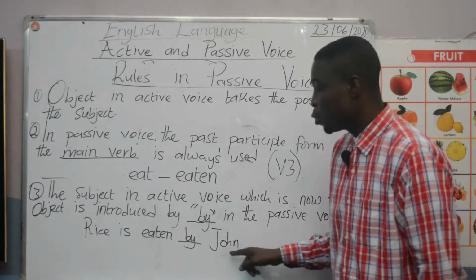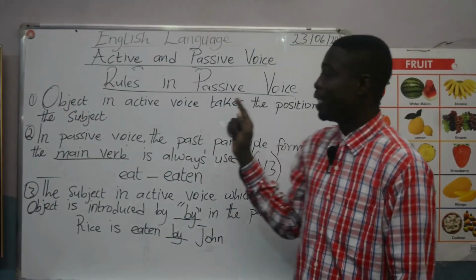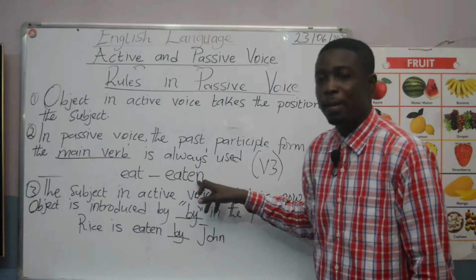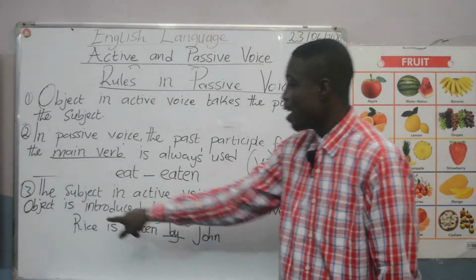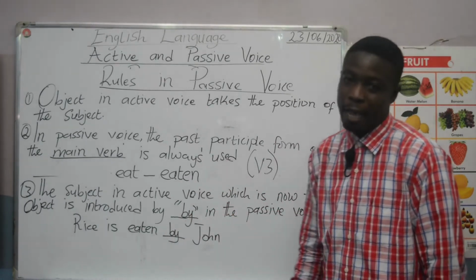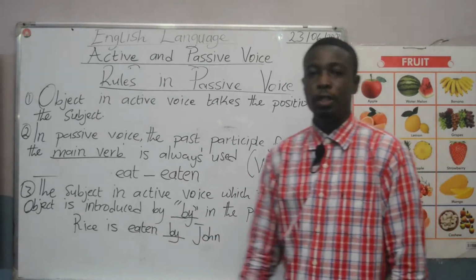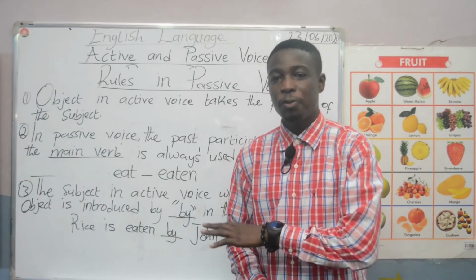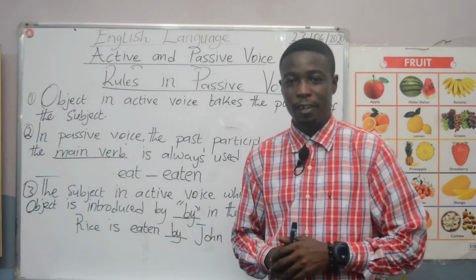So take note of this. The first one, we say that the object now becomes the subject. The second one, we say that the main verb uses the past participle form. And the third one, the subject, which is now the object in the passive voice, is introduced by this word by. And I've given you an example here. Rice is eaten by John. At this point, take a break, go through from top to down, and then make sure you understand everything.